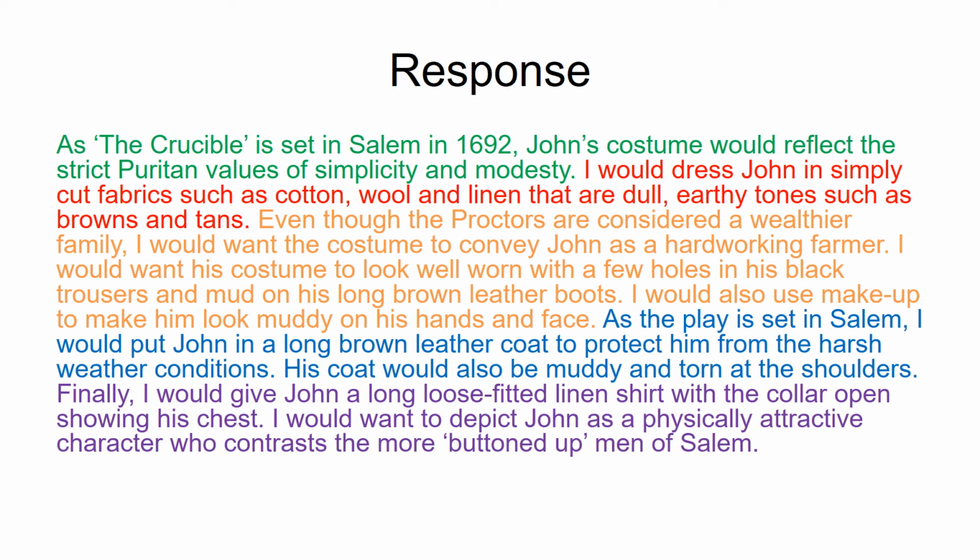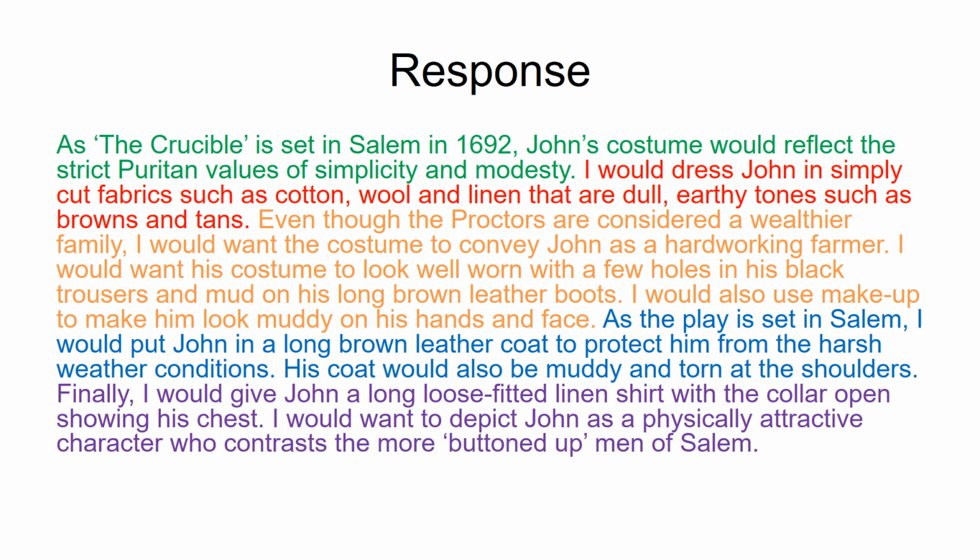So as you can see, here we've got an example response. I've gone through and I've used the 5 C's just to help me think about some of the more detailed ideas that I want to convey. The idea of context first, speaking about the Puritans in 1692. Then I've looked at colour, I've looked at fabric there as well. I've then started to think about the condition of John's clothes. And I've gone on to think about climate and how he's going to wear a long brown coat to protect him from the bad weather.